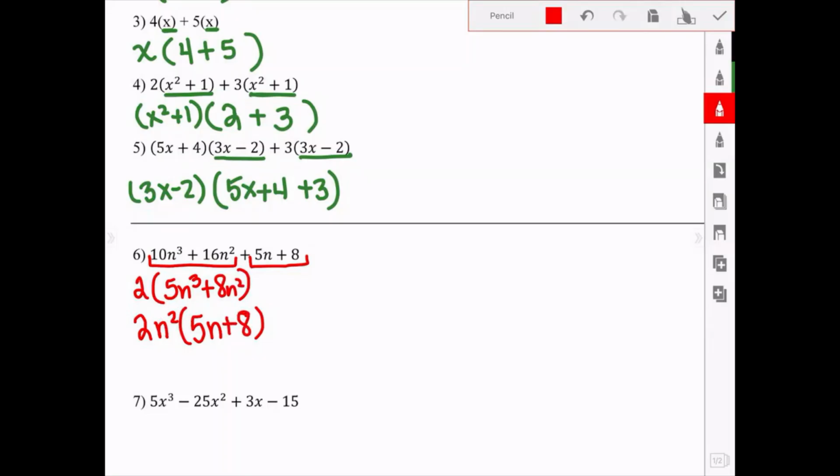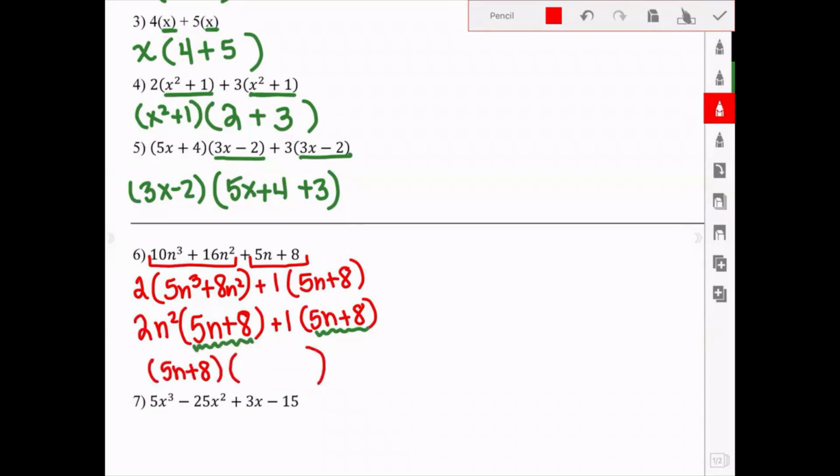Right, so if we look at our second group, it doesn't have anything in common. So the only thing we can divide 5 and 8 by is 1. So I have 1 times 5n plus 8. And I'll just bring that down. And so now, at this point, you should have something in common between the two groups. So on this one, we can see we have a 5n plus 8 on both of them. So that's what we're going to take out front. That's what they have in common. And then in the next parentheses, we're going to write what is left. So we have a 2n squared and a plus 1.